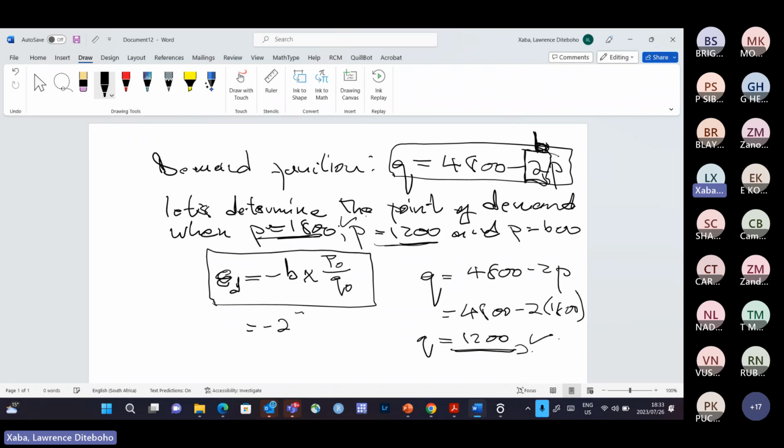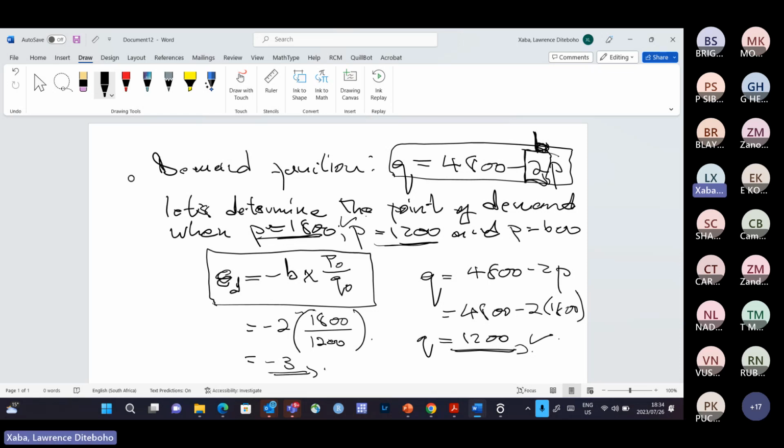So we say multiply, in big brackets, by what is our P? Our P is 1,800 divided by Q. The Q, we are using the calculated Q, which is 1,200. And we simplify, we multiply. We deal with what is in the brackets and we multiply, and we end up having negative 3.